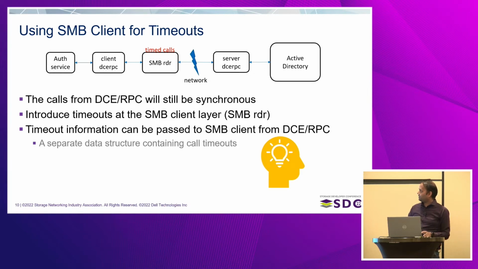So that SMB client that we have, connected to the DCRPC, we can actually add timeouts at that layer. And the timeout information can easily be passed from a caller to DCRPC to this SMB client using a separate set of calls. You can easily create new data structures that can do that. So that looked like a pretty clean approach to all of us.